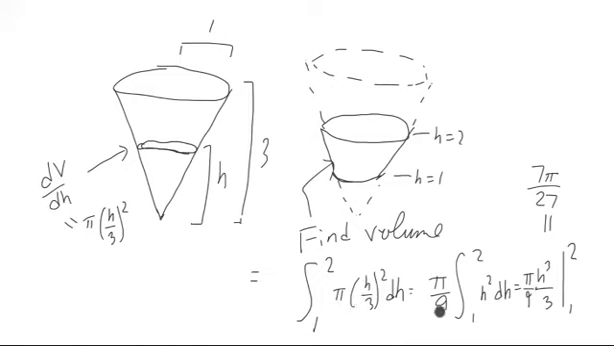So it's factored out, so it's pi ninths times the integral from 1 to 2 of h squared dh, which ends up being pi ninths times h cubed over 3 from 1 to 2. So we can plug in 2, plug in 1, factor out the constant, which is pi over 27. Plugging in 2, you have 8. Plugging in 1, you have 1. So 8 minus 1 is 7. We end up getting 7 pi over 27 as the volume of this piece.